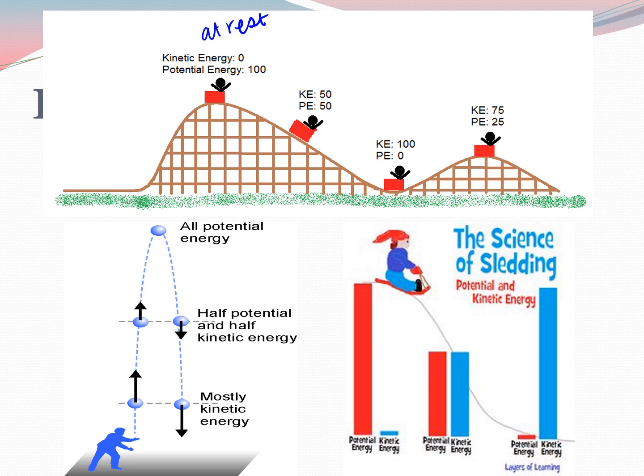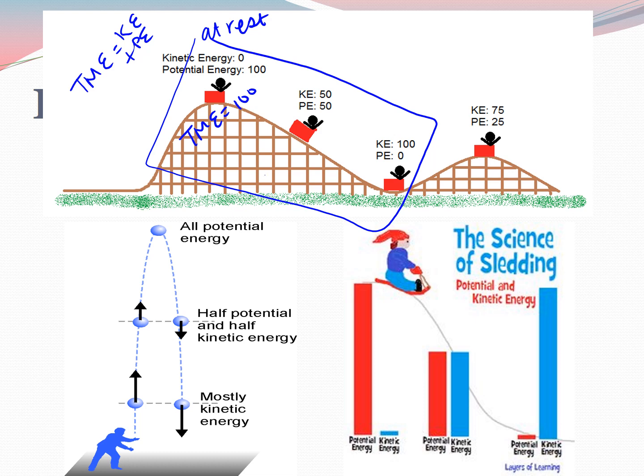So if we wanted to calculate our TME, our total mechanical energy, remember it's just kinetic plus potential. So here our TME would be 100. 0 plus 100 is 100. Again, now it starts to come down and our kinetic energy starts to increase because we're moving, and our potential energy goes down because it is halfway here. Okay, but our TME still remains 100.